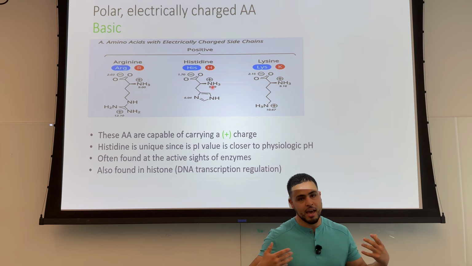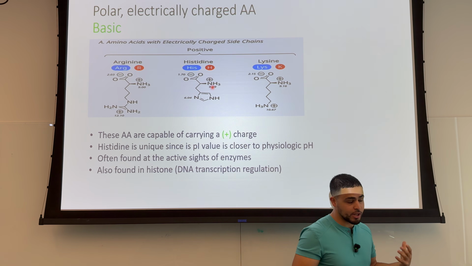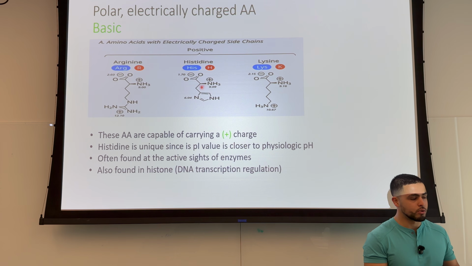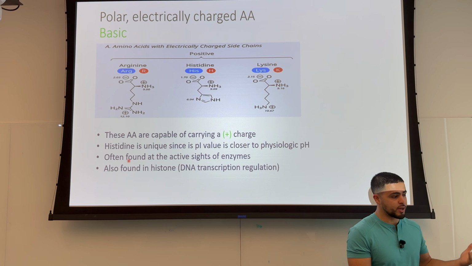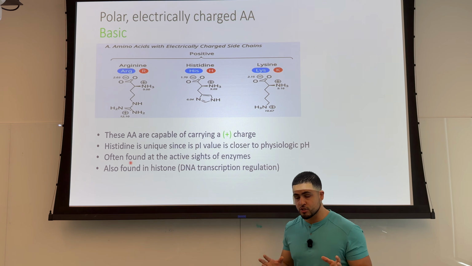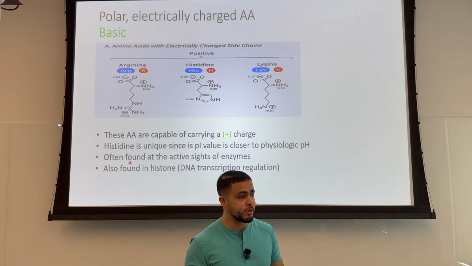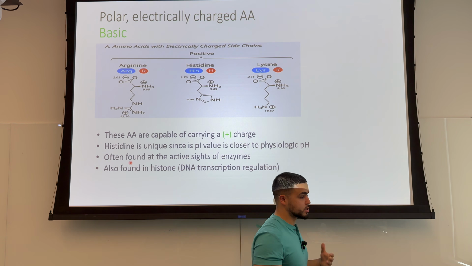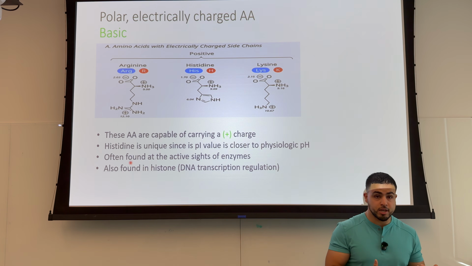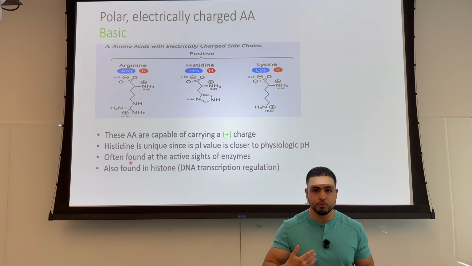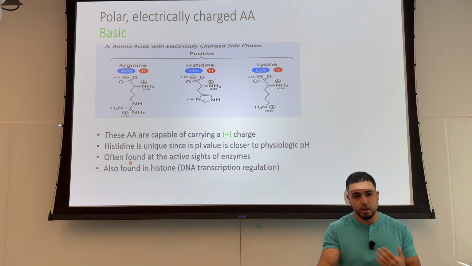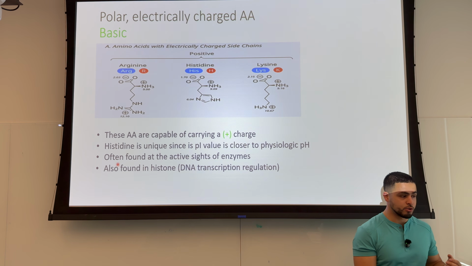And that's why at physiologic pH, it will have an overall neutral charge, or a net charge of 0. Now, importantly, these amino acids are often found at the active sites of enzymes, and that's because the active site of enzymes is interacting with substrates and transition states, and sometimes it can be quite helpful to either donate or accept a proton from that transition state to stabilize it.